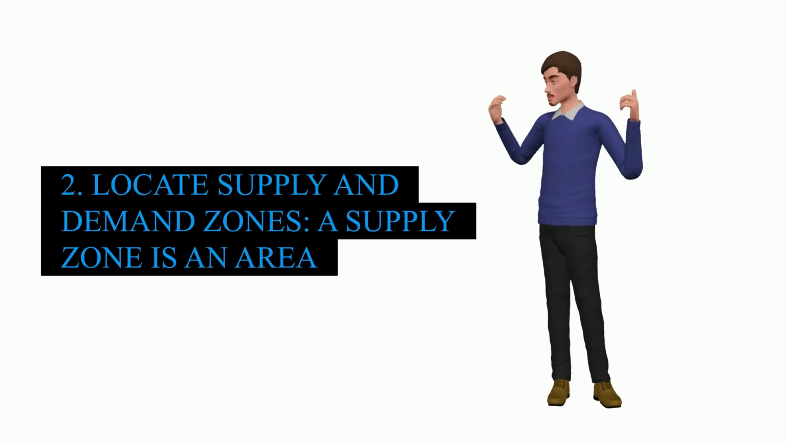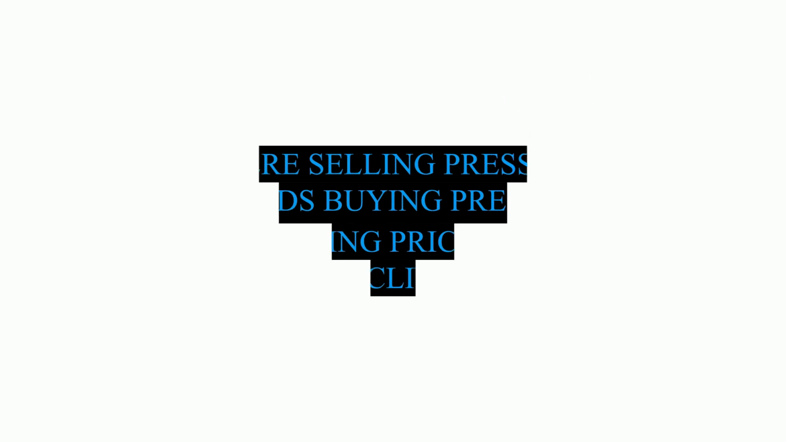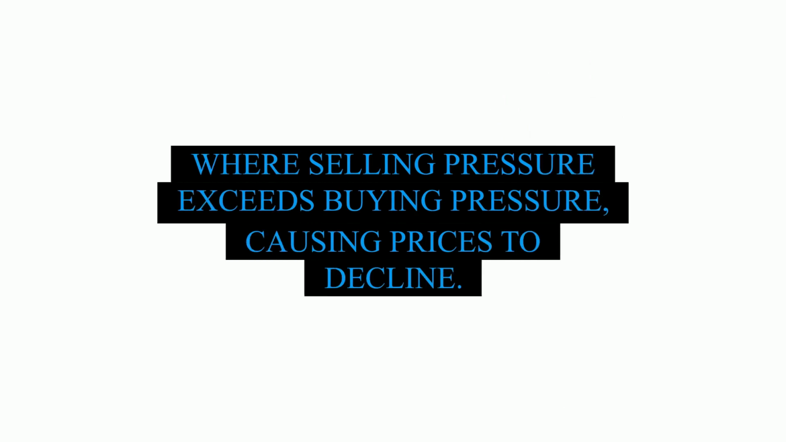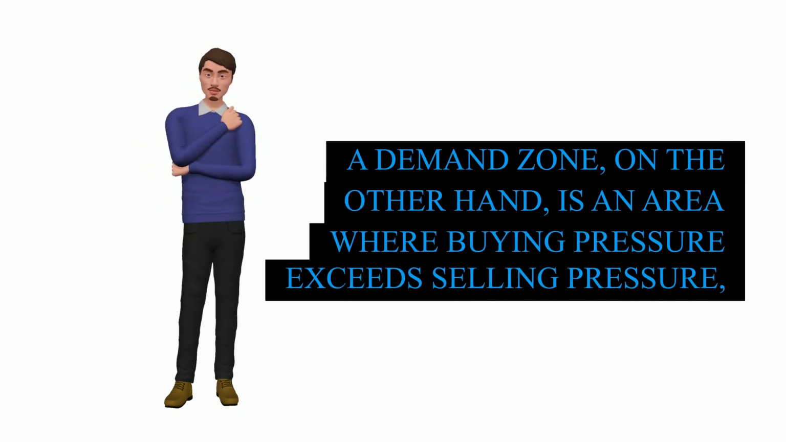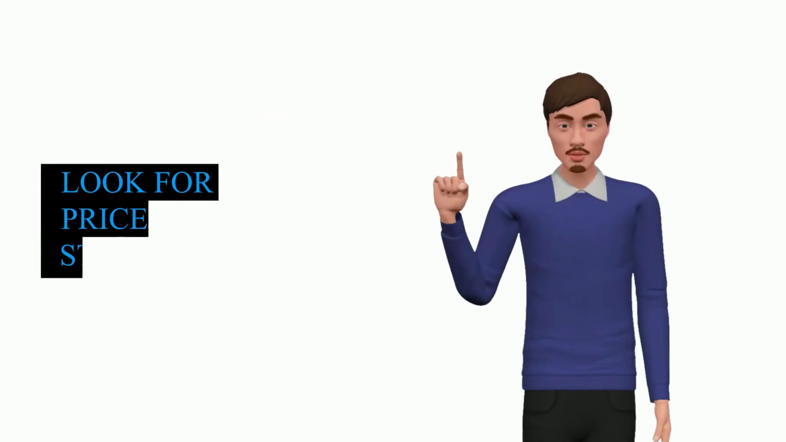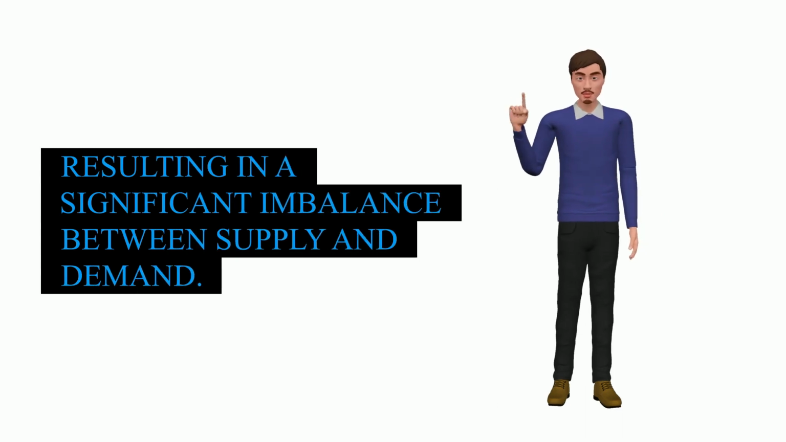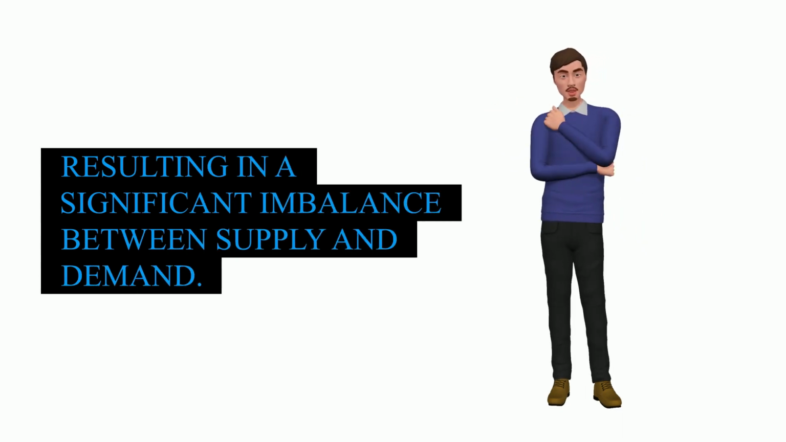2. Locate supply and demand zones. A supply zone is an area where selling pressure exceeds buying pressure, causing prices to decline. A demand zone, on the other hand, is an area where buying pressure exceeds selling pressure, leading to price increases. Look for areas where price has reacted strongly, resulting in a significant imbalance between supply and demand.